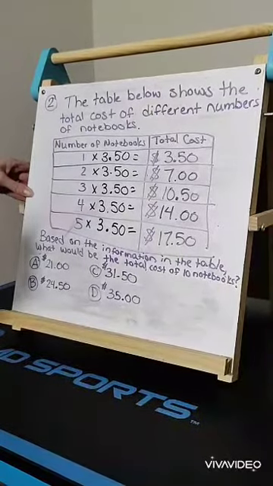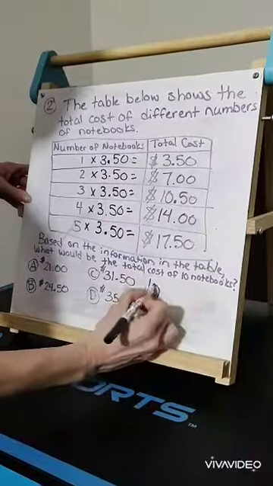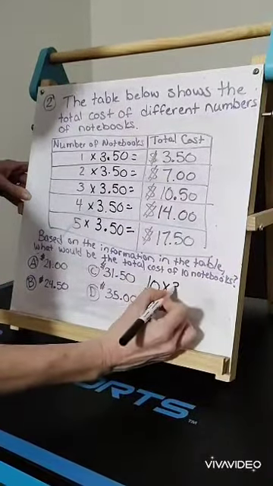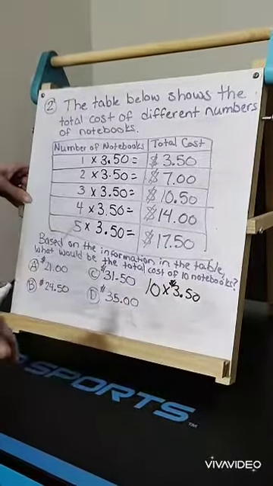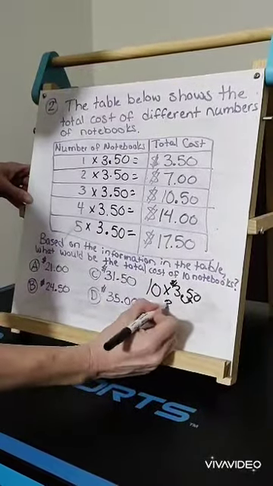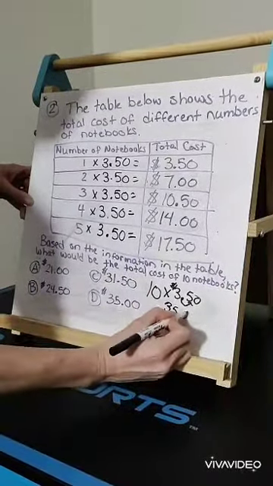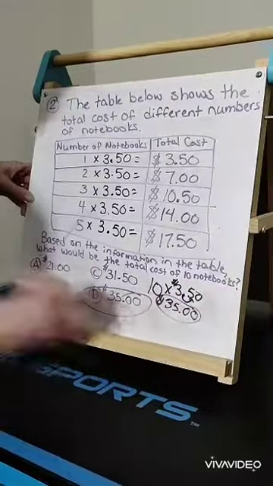So based on that information, what would be the total cost of 10 notebooks? So if I'm buying 10 notebooks, they each cost $3.50. So times $3.50. I can do it on my calculator. If I remember my times 10 rule, I can just move the decimal point over 1 when you multiply by 10. So my total answer for buying 10 notebooks is $35.